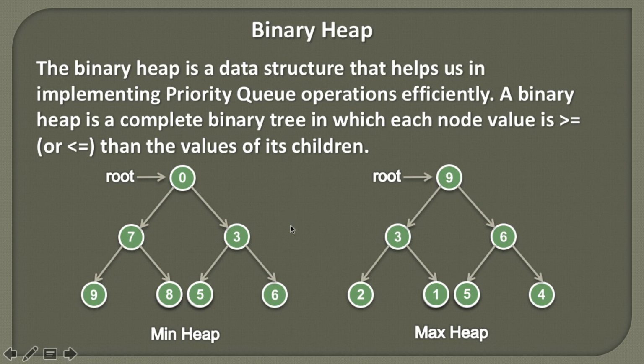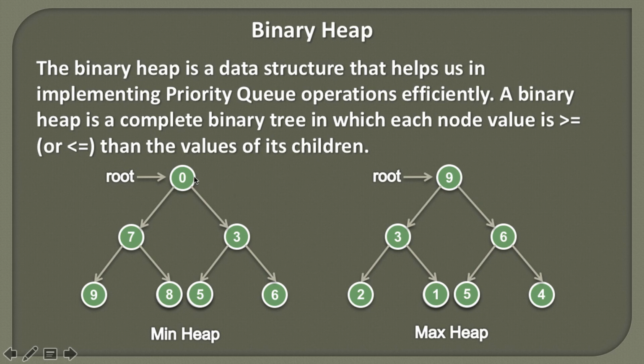Also friends, a binary heap is a complete binary tree in which each node value is greater than or less than the values of its children. Why it is a complete binary tree we will discuss later. Below you can see two binary heaps: one is the min heap and the other is the max heap. Why do we call it a min heap? Because each node value is less than or equal to the values of its children.